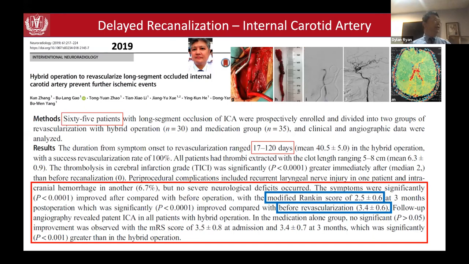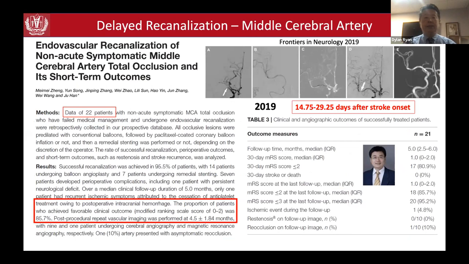But after 6 months, the thrombus kind of fibrosed. It's like white collar. So it takes some skills to take it down. But anyway, this is a young guy, he's a neurologist, but he does this. He did more than 100 cases a year just for delayed recanalization. And he's quick. He did this middle cerebral artery, sees 14 to 29 days after stroke.